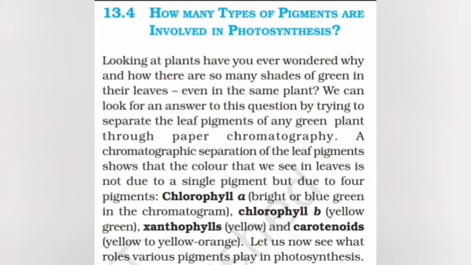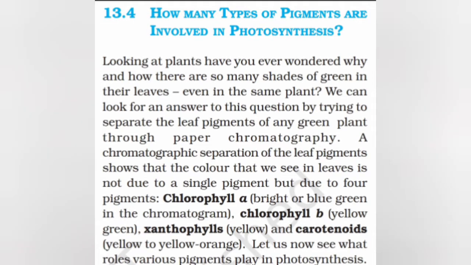A chromatographic separation of the leaf pigments shows that the color that we see in the leaves is not due to a single pigment but due to 4 pigments. Chlorophyll A, that is bright or blue green in the chromatogram. Chlorophyll B, that is yellow green. Xanthophyll is yellow, and carotenoids are yellow to yellow orange.